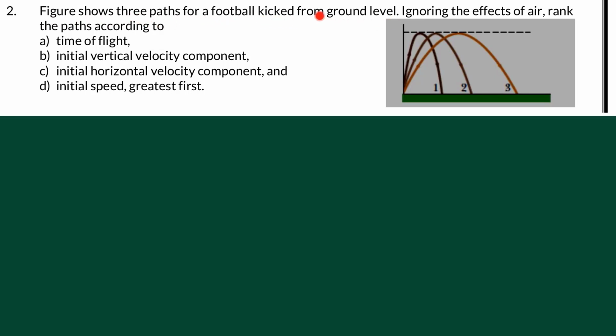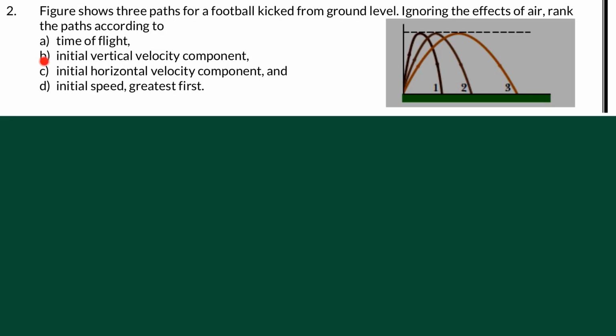Next question, the figure shows 3 paths for a football kicked from ground level. So the arrangement is quite clear. Ignoring the effect of air, we will consider the motion to be projectile motion. Rank the paths according to time of flight, initial vertical velocity component, initial horizontal velocity component, and initial speed, greatest first. So we have to rank time of flight, x and y components of initial velocity and initial speed.